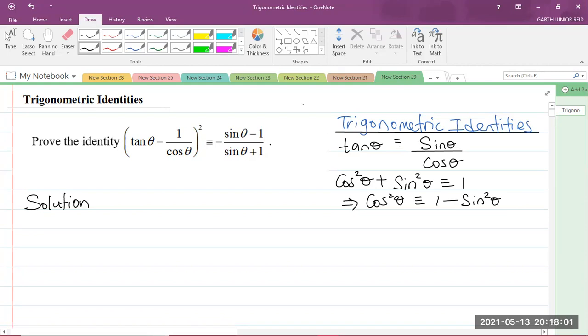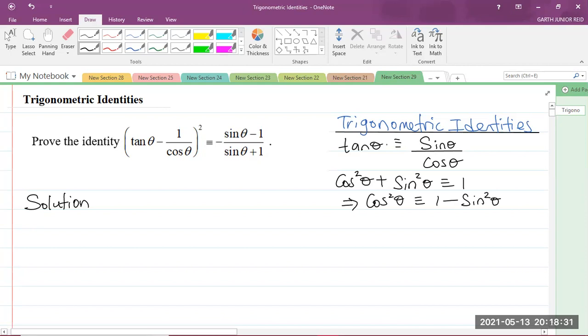Here we have a question which says: prove the identity (tan theta minus 1 over cos theta) all squared is the same as negative (sine theta minus 1) over (sine theta plus 1). That is what we have, and we're going to prove this identity. Just to let you recall, these are the trigonometric identities that I will be using in this video.